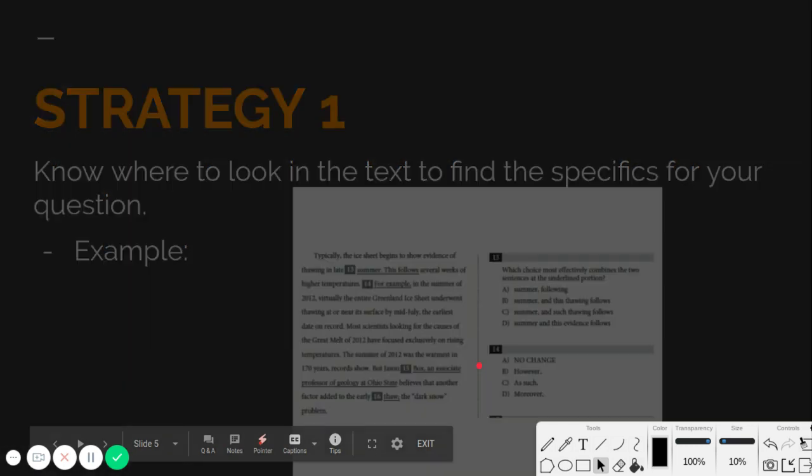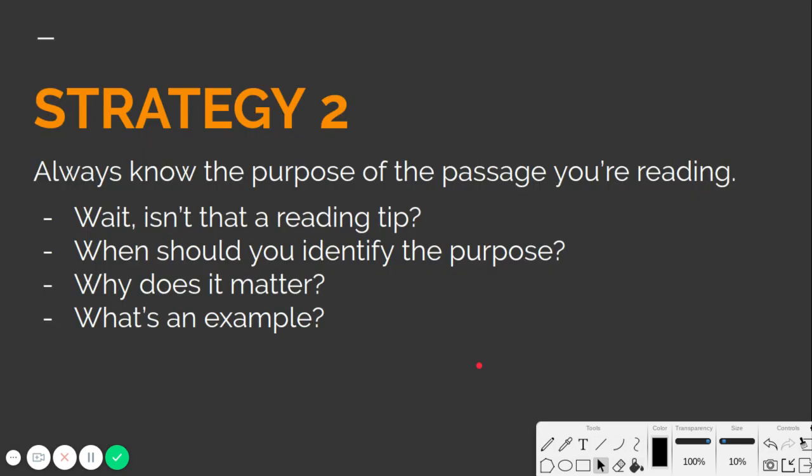Strategy 2. Always know the purpose of the passage you are reading. This may sound more like a reading section tip, and it is really important on reading, but it also goes for the writing section. So try to identify the purpose at the very beginning of the passage, or at least by about halfway through, so you know what you're reading for. So why does this matter? Well, it'll guide you in making the right answer choices. For example, a serious piece about government won't have slang words like Gucci or tea, unless a teenager is writing it, of course.